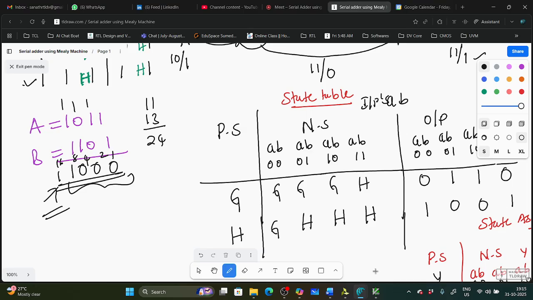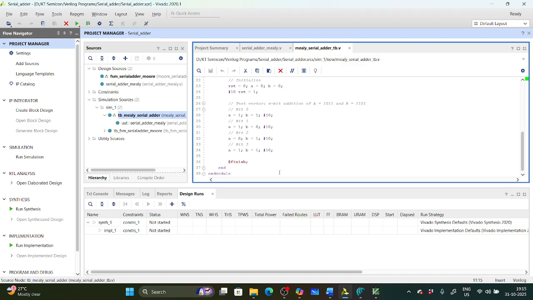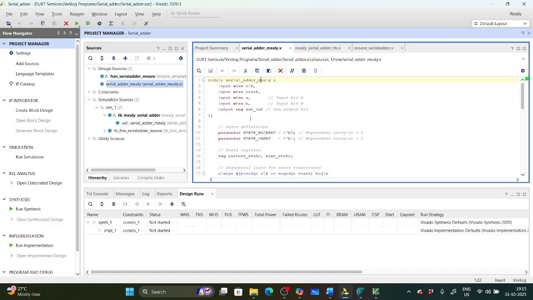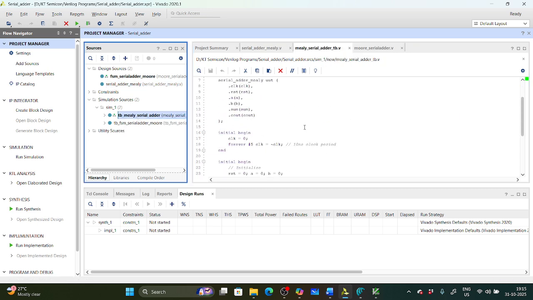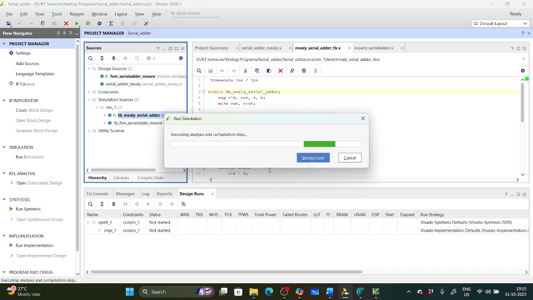So I will see in Xilinx Vivado. I explained this code only. FSM serial adder Mealy, and this is the Mealy test bench. Whatever you are simulating, you need to make that the top module. Run the simulation, run behavioral simulation.